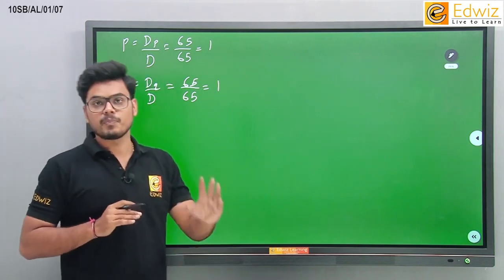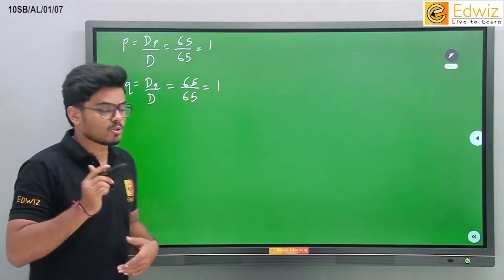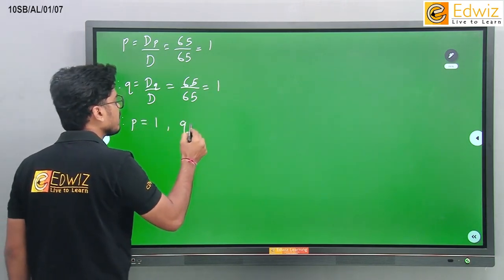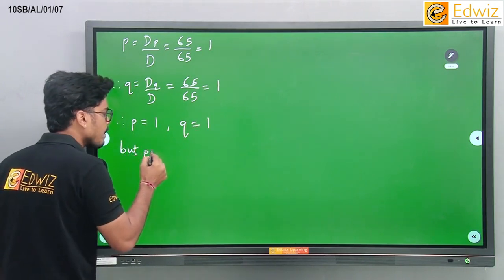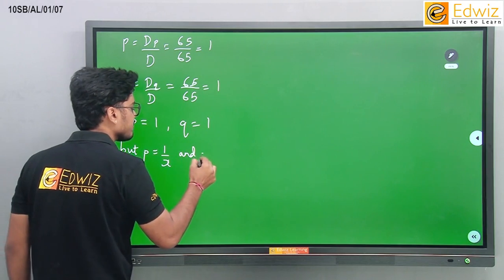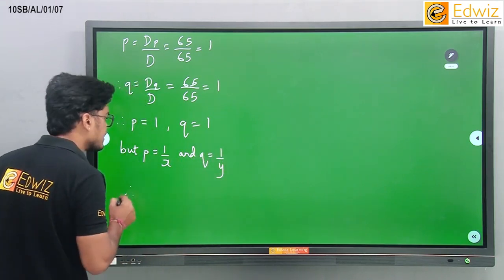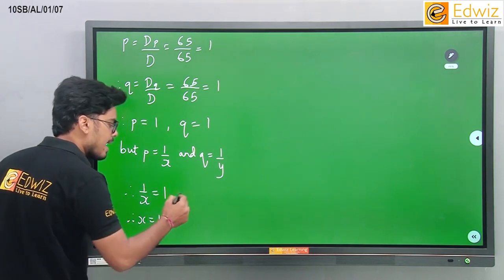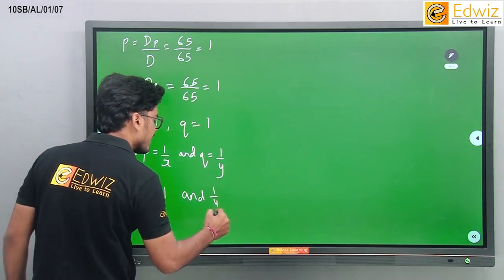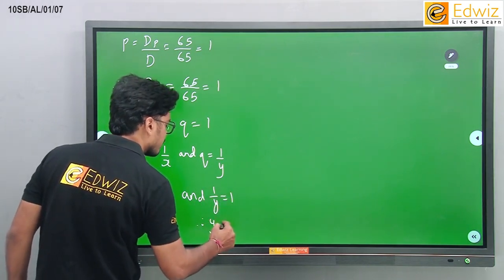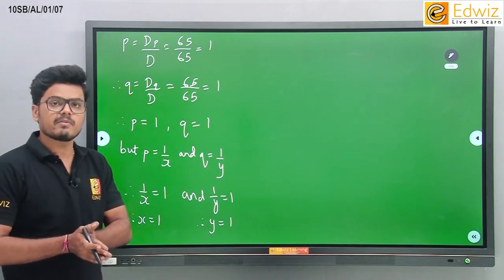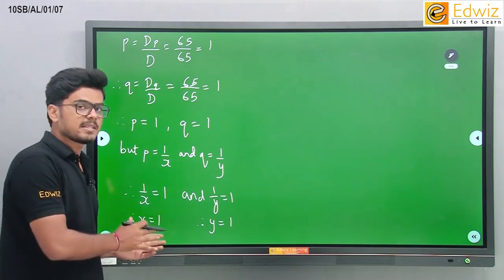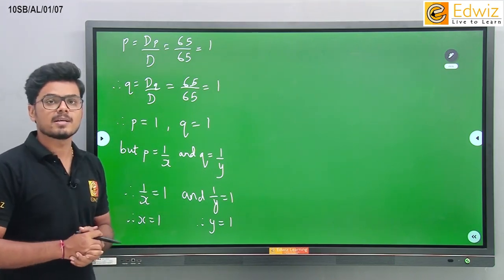But these are the values of P and Q. We need the values of X and Y. So what we had considered, therefore, P equal to 1, Q equal to 1. But we know that P is 1 upon X and Q is 1 upon Y. That means 1 upon X equal to 1, which means X equal to 1, and 1 upon Y equal to 1, which means Y equal to 1, correct? So in these equations, X and Y both are equal to 1. This is our final answer, correct? Now please take 1 minute to note this down, then we'll move on to the next question.